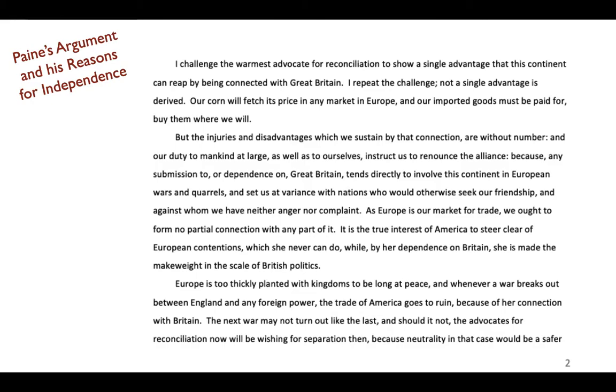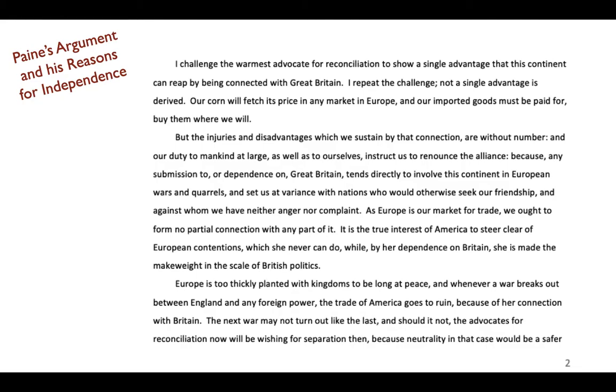I challenge the warmest advocate for reconciliation to show a single advantage that this continent can reap by being connected with Great Britain. I repeat the challenge. Not a single advantage is derived. Our corn will fetch its price in any market in Europe, and our imported goods must be paid for. Buy them where we will.